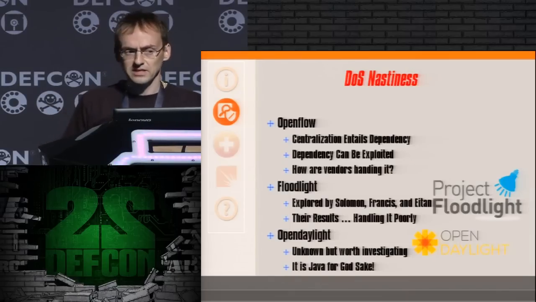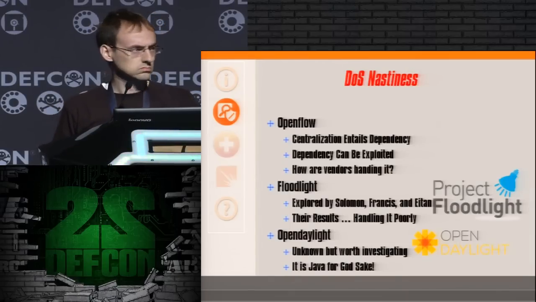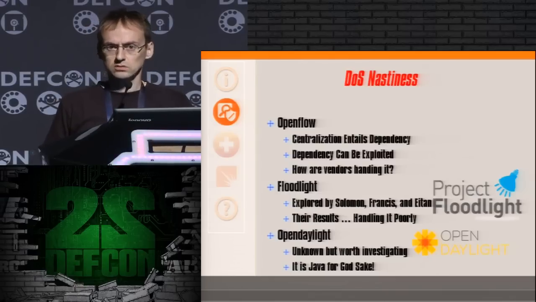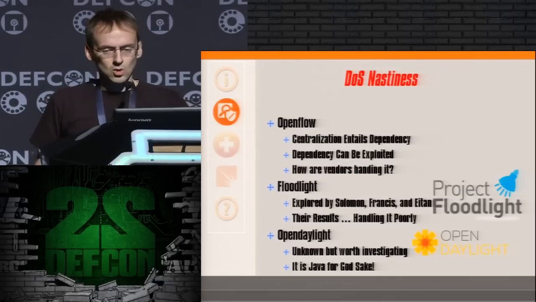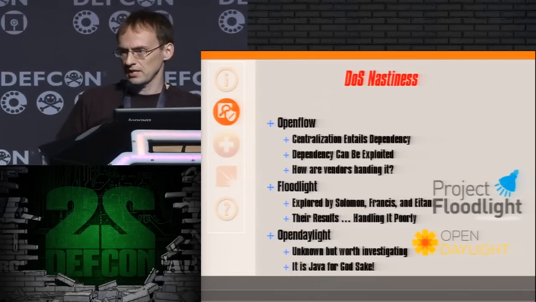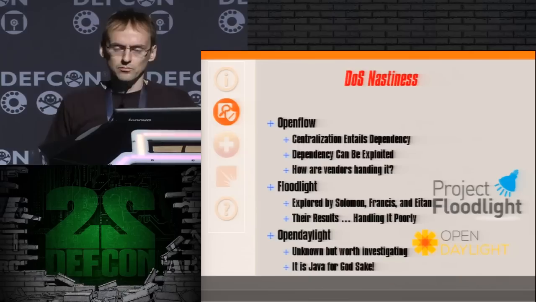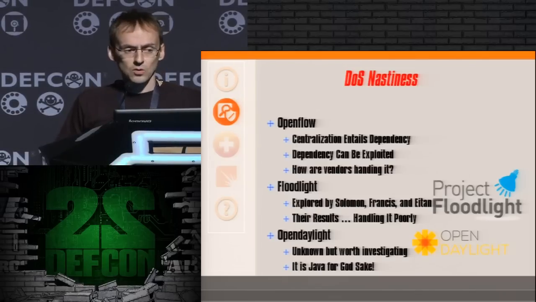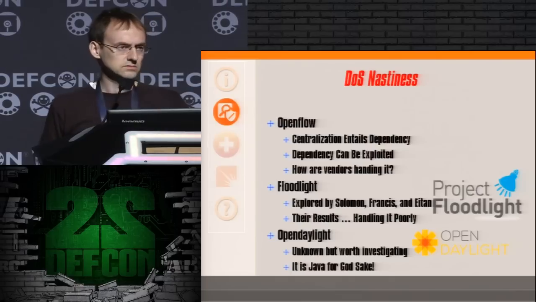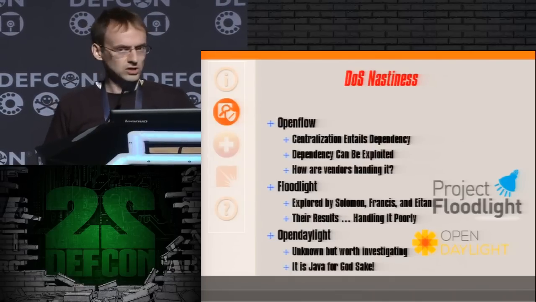So speaking of denial of service nastiness, right, OpenFlow, it's about centralization. Centralization, well, it's dependency. Dependency can be exploited, so we have to look at how the vendors are handling it. Well, Salomon, Francis and Eton looked at Floodlight. They set up a Floodlight controller, brought up some instances of CBench, and what they found was that Floodlight handles it poorly. There are actually options when you compile it to turn on rate limiting. And they found that when you turned on the rate limiting, it was actually worse.